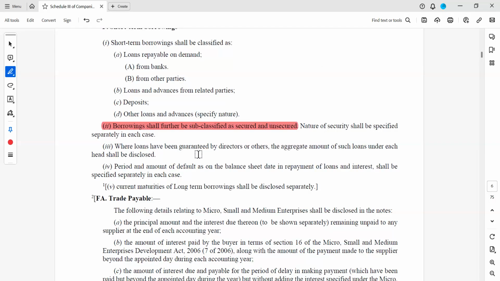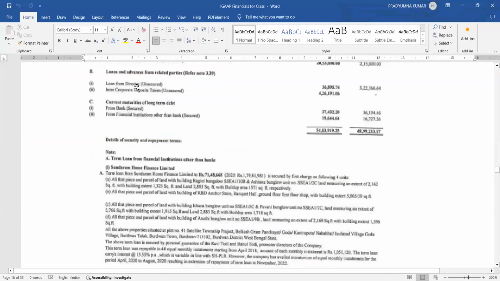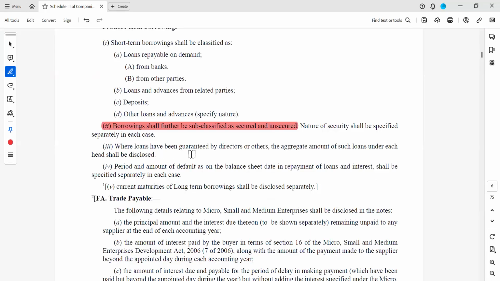Where loans have been guaranteed by directors or others, the aggregate amount of such loans under each head shall be disclosed. See, loans from directors they have mentioned here. It is loans and advances from related parties. So that is why they have mentioned it under each head, respective heads, it has to be mentioned. That is what they are saying. Where loans have been granted by directors or others, the period and amount of default as on balance sheet date in repayment of loans or interest shall be specified separately.